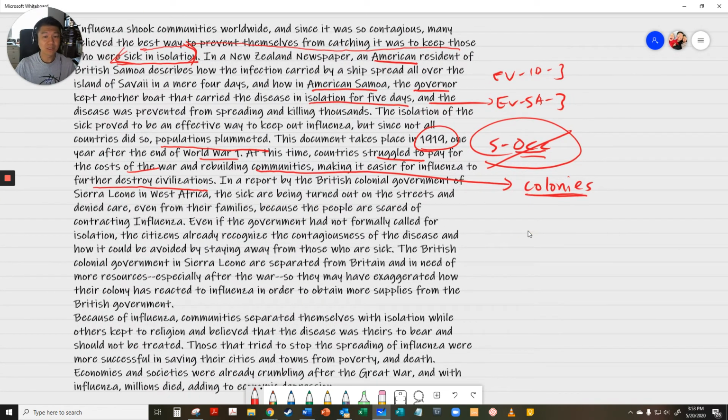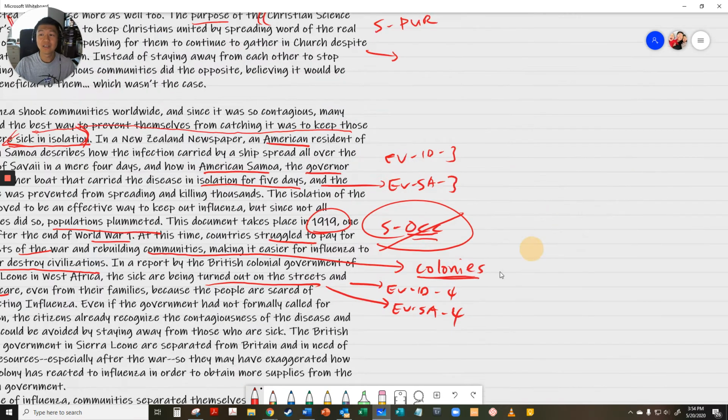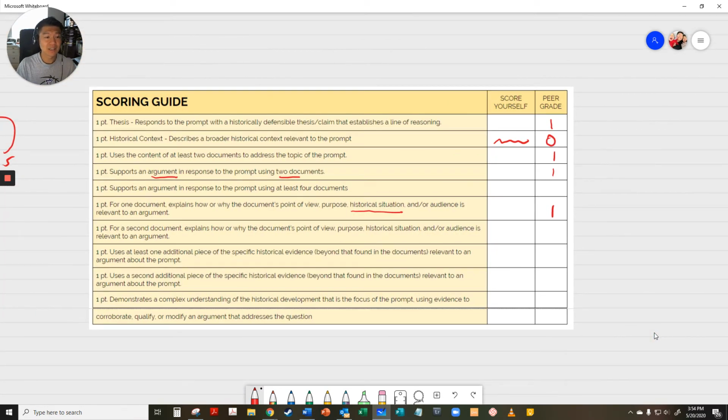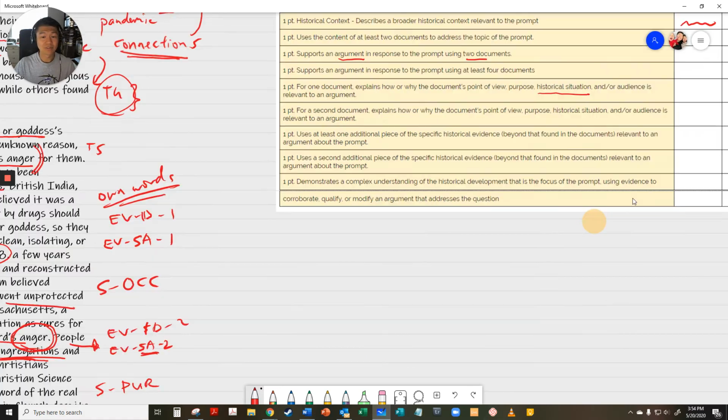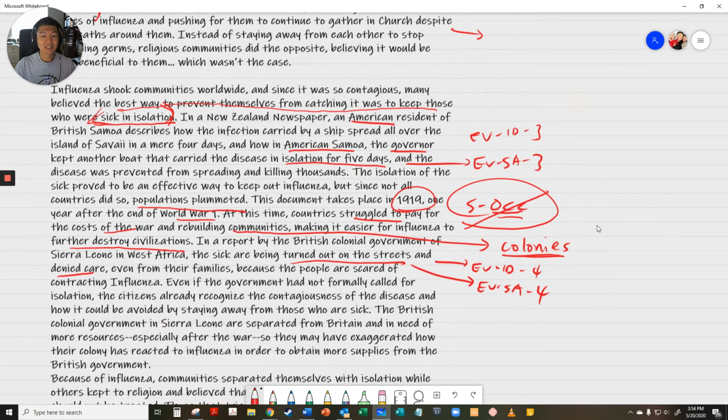And in reporting a British colonial government in Sierra Leone, people are being turned out to the streets and denied care. That is more than enough to say both evidence is identified in the right category, and also being turned out in the street and denied care here. This is evidence that supports the argument a fourth occasion. So what that means is we come back to the rubric: supports an argument in at least four documents. We are at point number 5 here. And so 5 points. Fantastic so far.